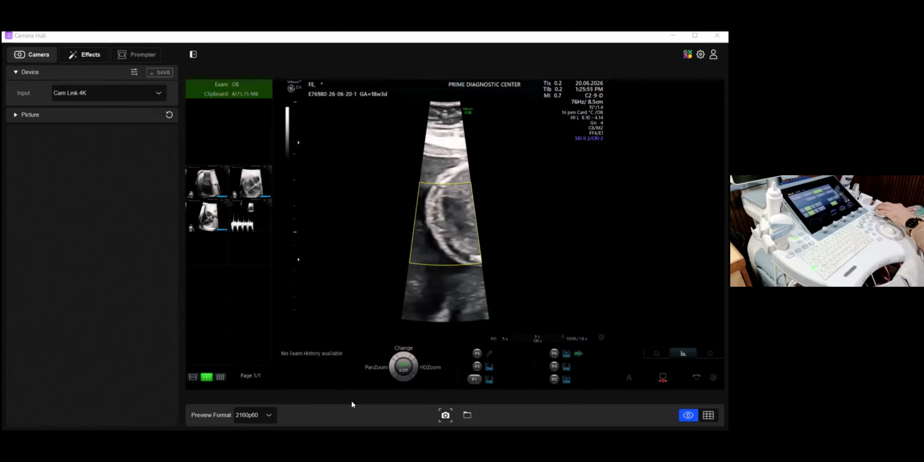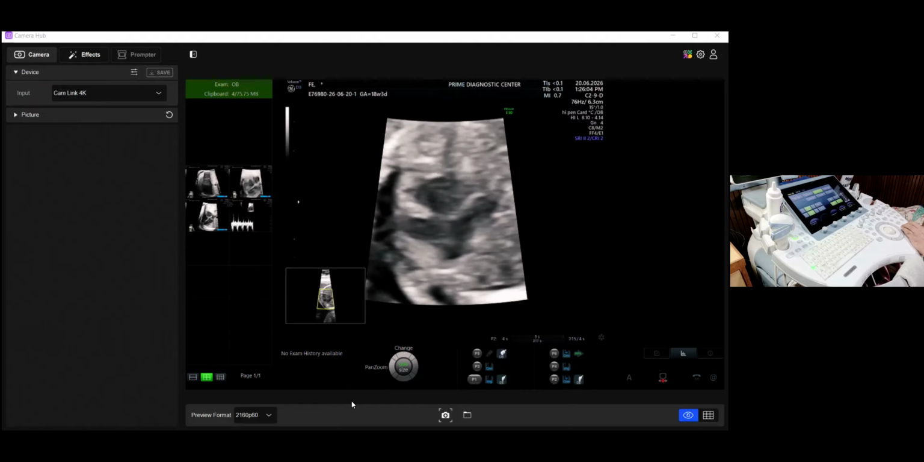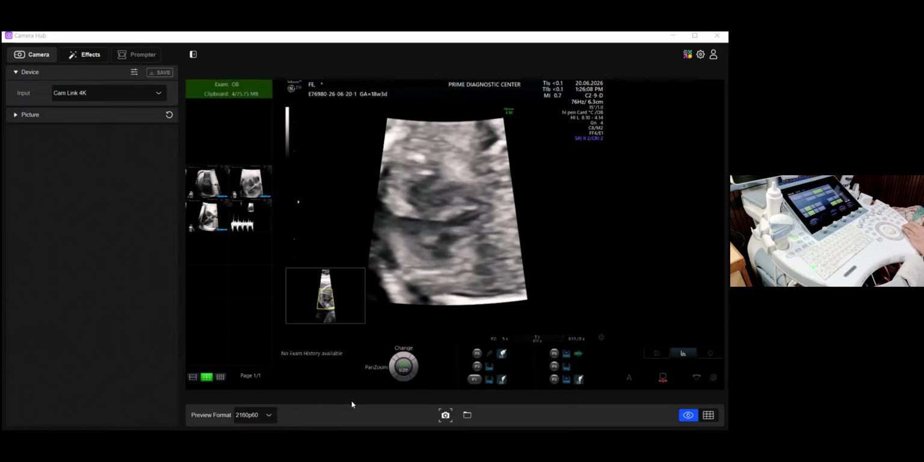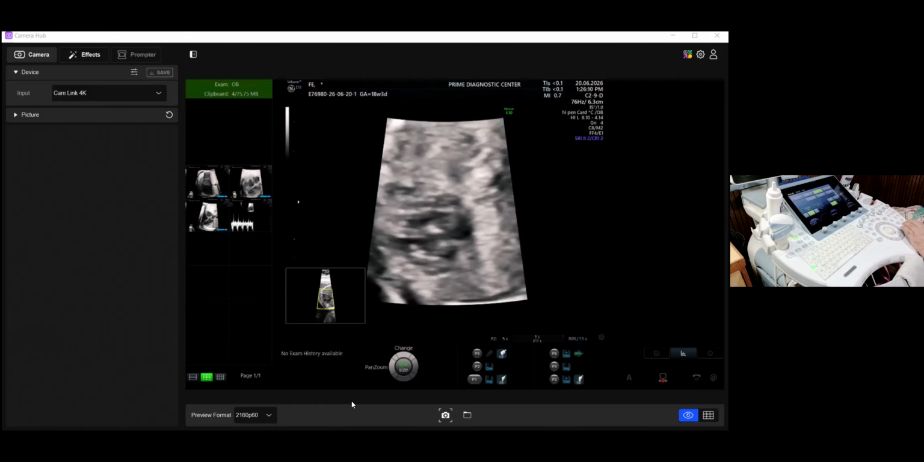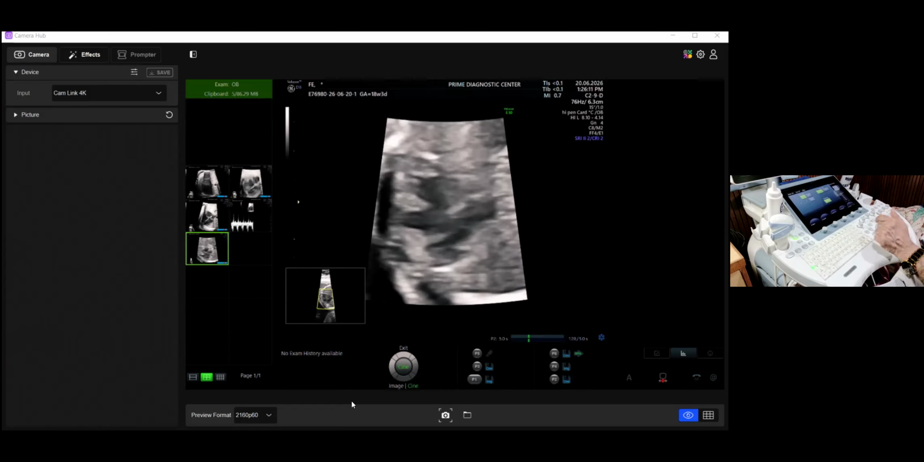So most of the fetuses we examined today are awake and kicking. Whatever we got, we have a 2D clip, and then we go to the 2D clip and do an anatomical M mode.